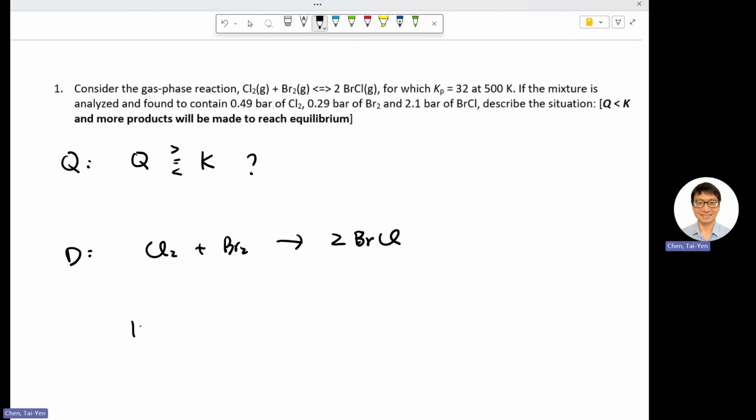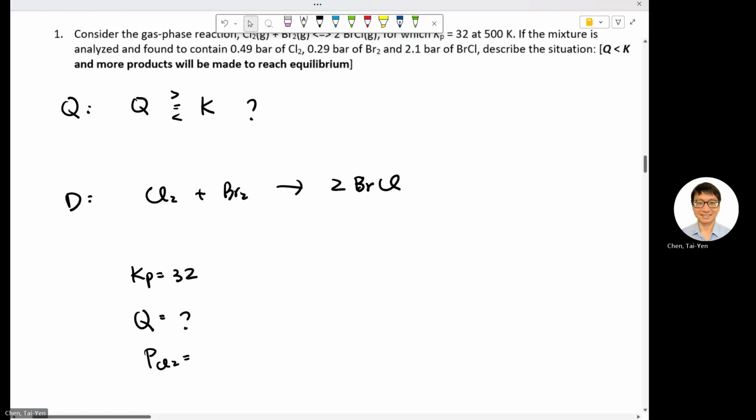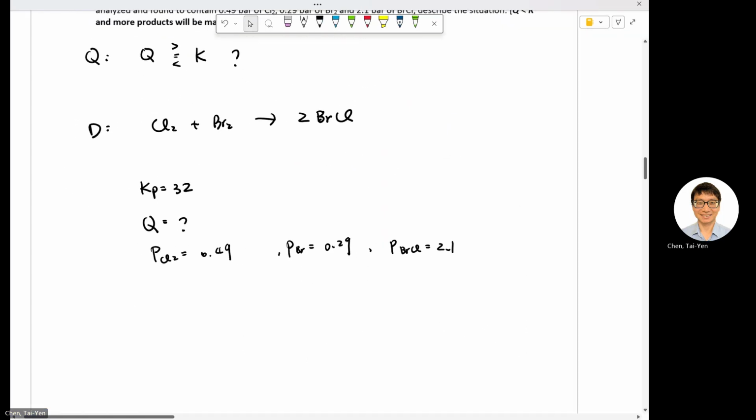Then it tells you your Kp is 32. Q, you don't know, but it tells you the pressure of your Cl2 equals 0.49, the pressure of your Br2 is 0.29, and the pressure of your BrCl is 2.1. So those are the data that you have.